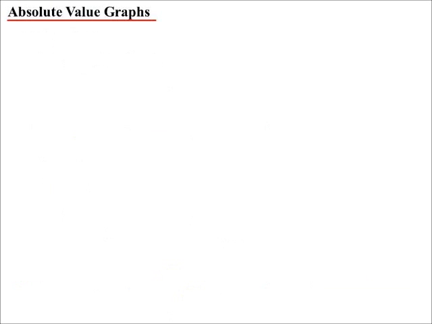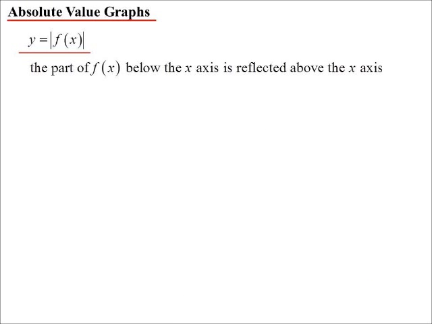What does an absolute value graph look like? So y equals the absolute value of a function. What happens? Well, we're never going to get a negative answer. So in my graph, whatever is below the x-axis must reflect above the x-axis.